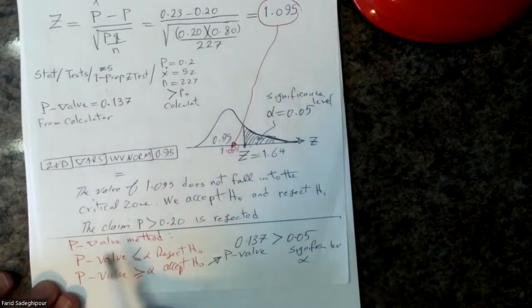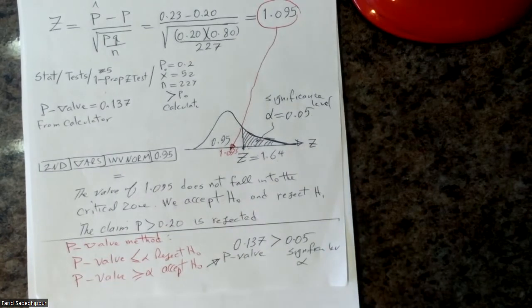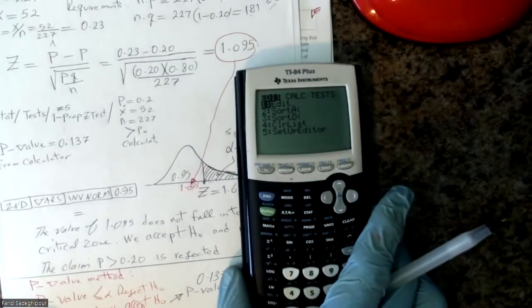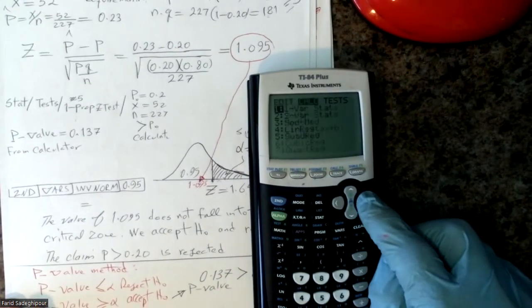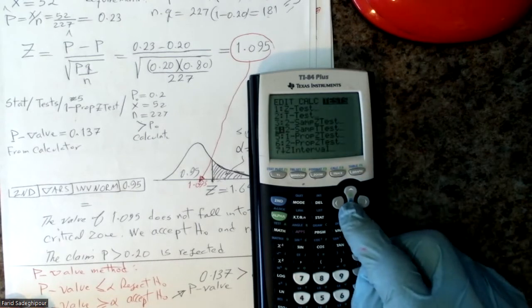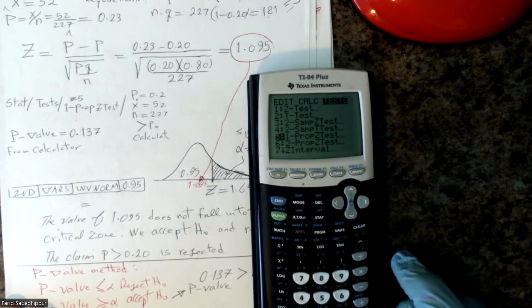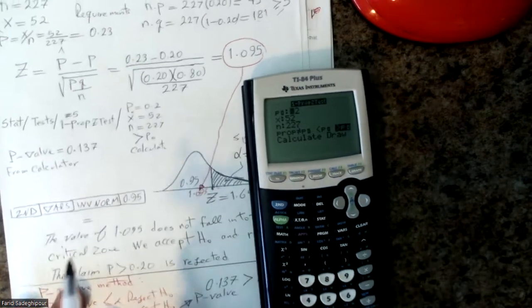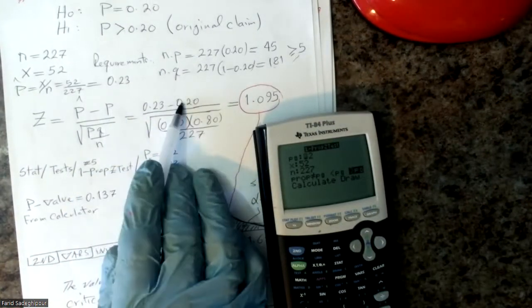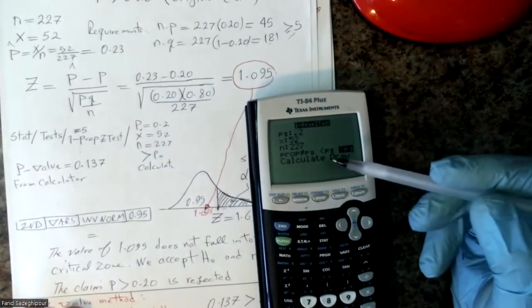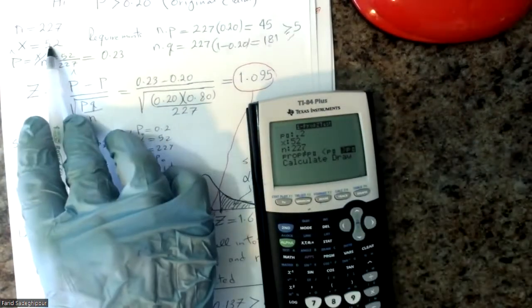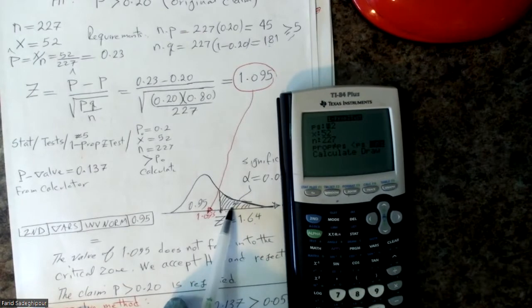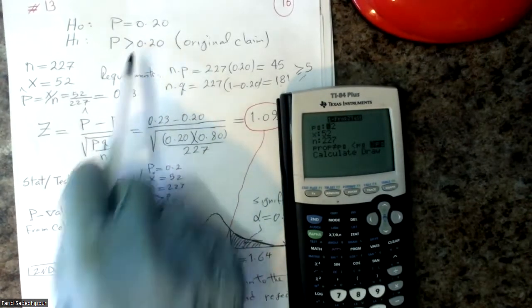Now we want to do the formula here. So in that case, we go to test, number 5, one proportion ZT test. 0.2 is the capital P. X is 52, N is 227, and the right tail is greater. So the symbol of H1 is greater.